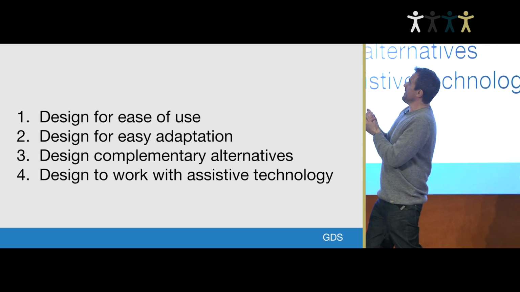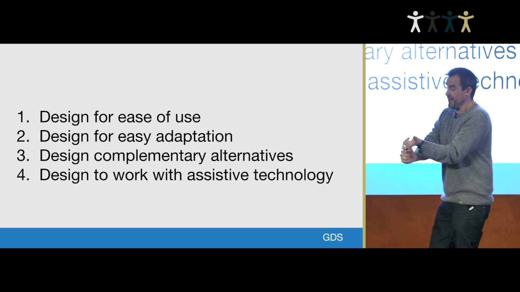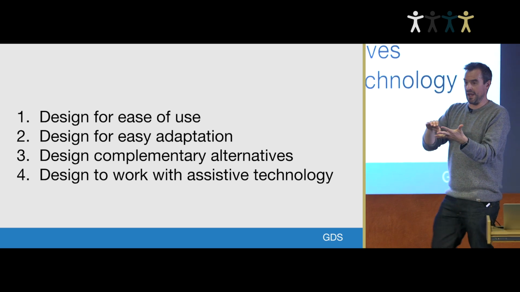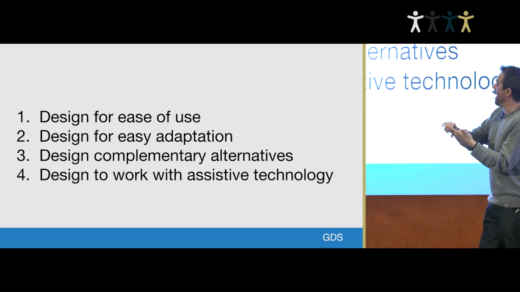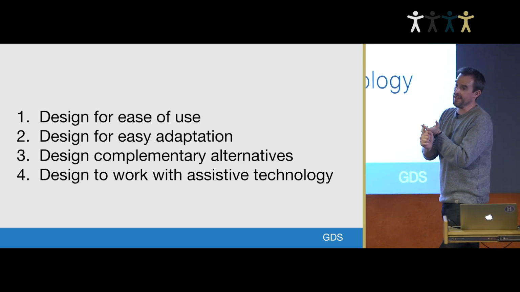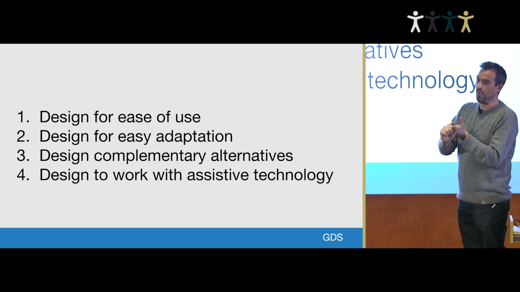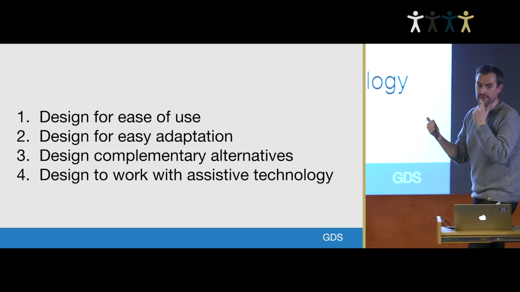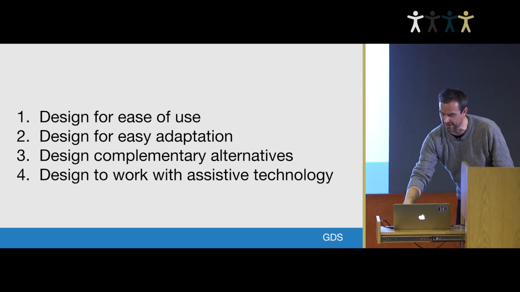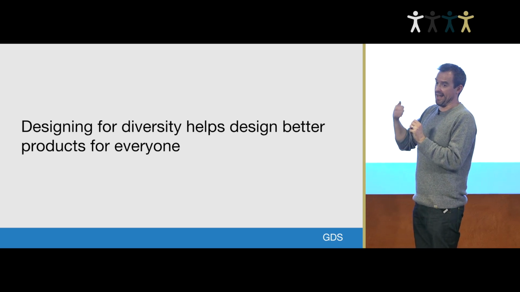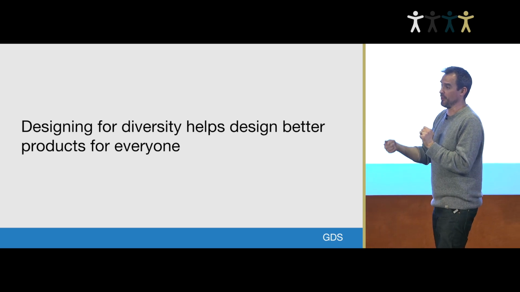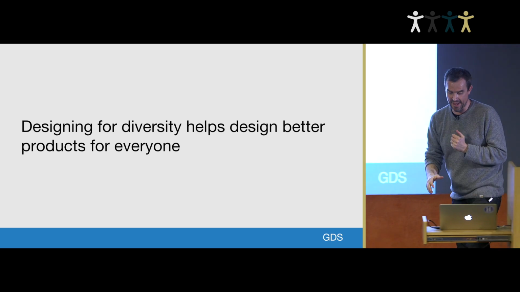So for simplicity, think about, is this thing easy to use? Can people adapt the experience if they need to? Have I provided a complementary alternative if it's required? And does it work with assistive tech? That will help you make a truly accessible product, and not just an accessible product, but a usable product that will benefit everybody.